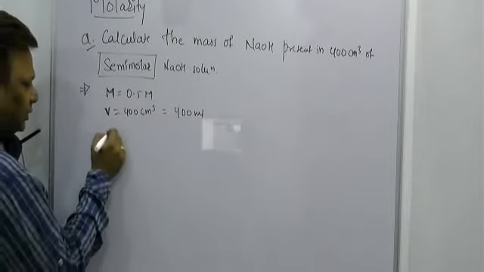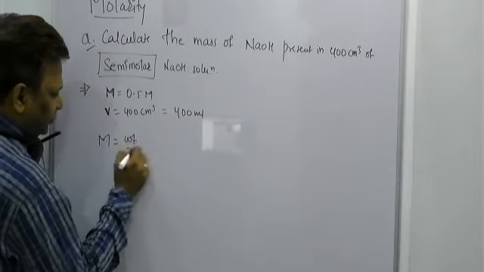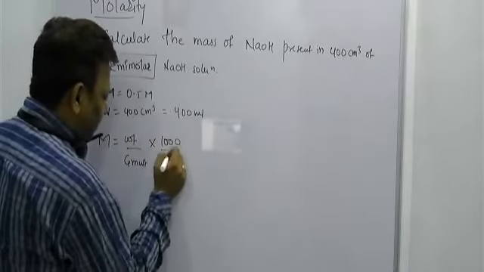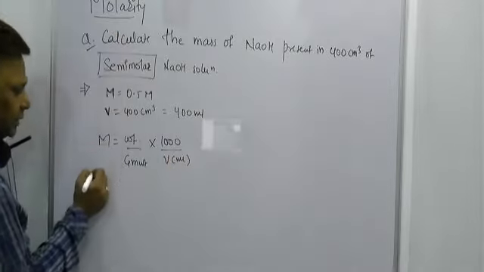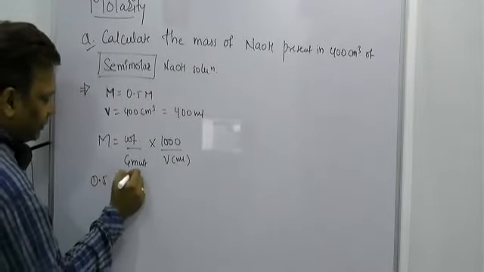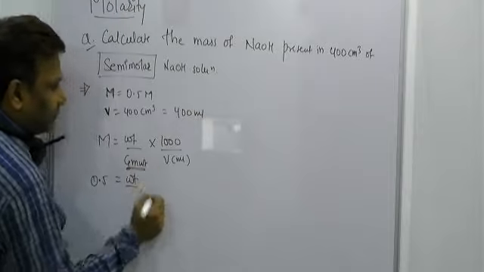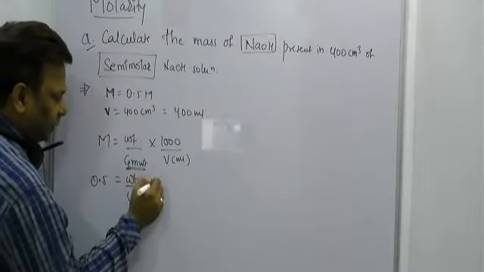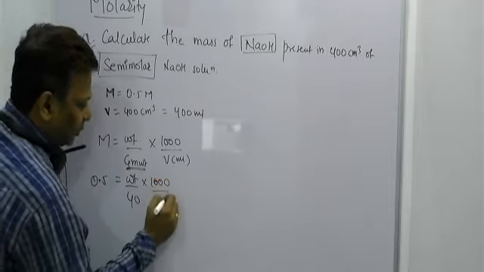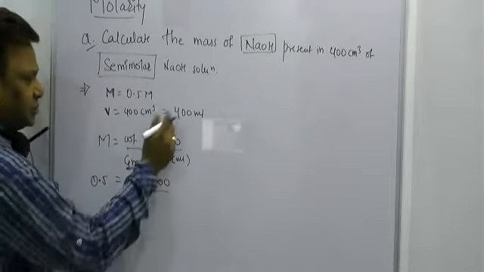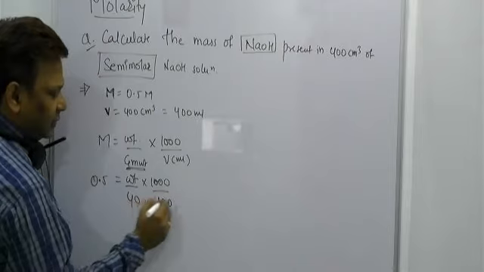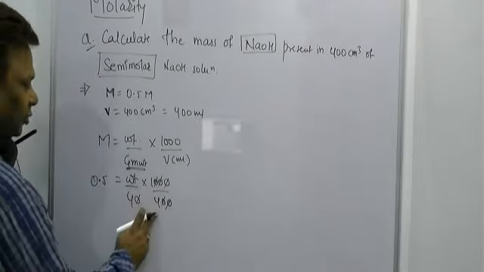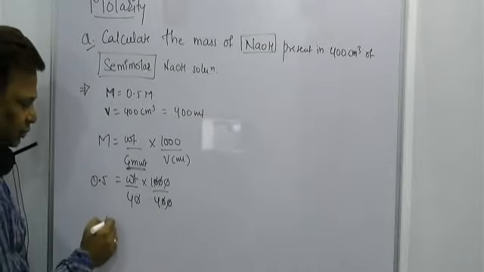So our formula: molarity equals weight by gram molecular weight into 1000 by volume in ml. With the molarity 0.5, we have to get the weight. What is the gram molecular weight of NaOH? Yes, it is 40. So molarity equals weight by 40 into 1000 by volume of solution. What is the volume of solution given? 400 ml. 4 into 4, 16, into 0.5.